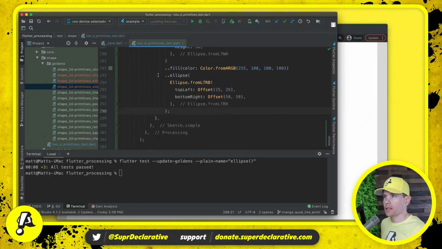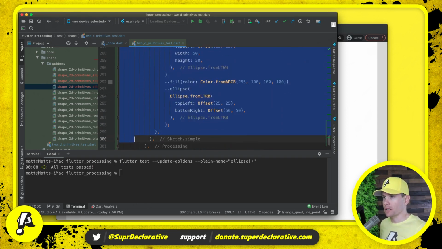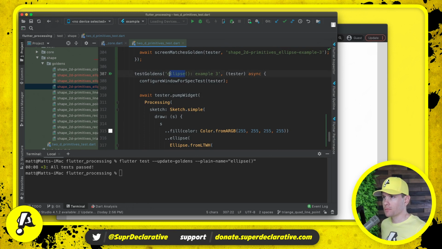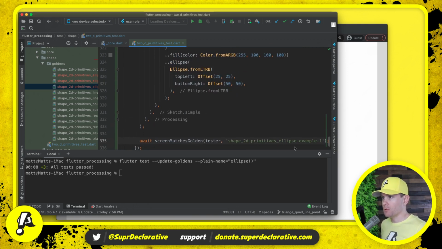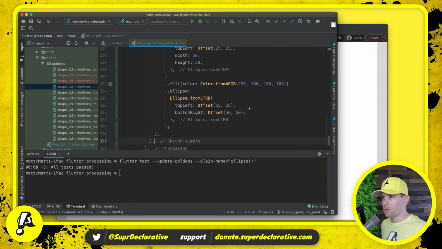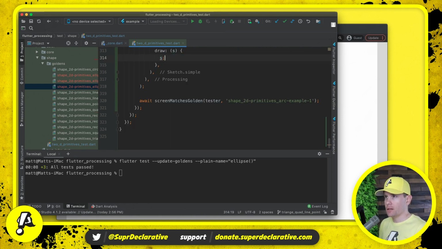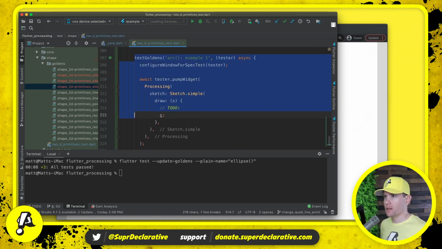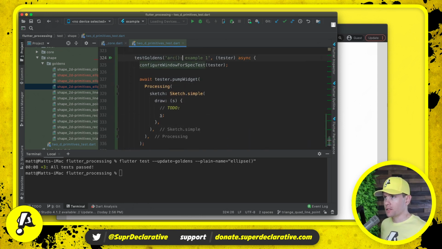Back here in our test suite, let's come to the end here. Let's grab this final test. We'll copy and paste it and then update it accordingly. This is arc example 1. And we're going to change the golden file name to arc example 1. I'm going to erase this implementation for now, and we will come back to this. And then I'm going to copy and paste for the other three tests so that we have tests ready to go and fill with the details. This is example 2.